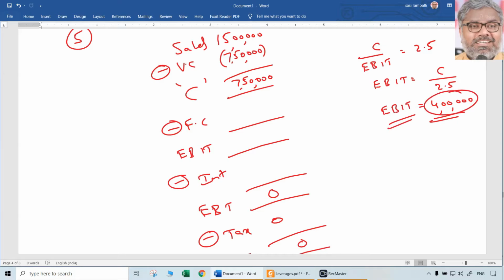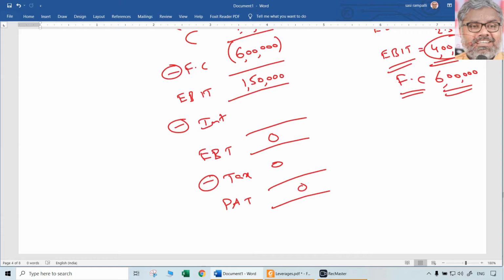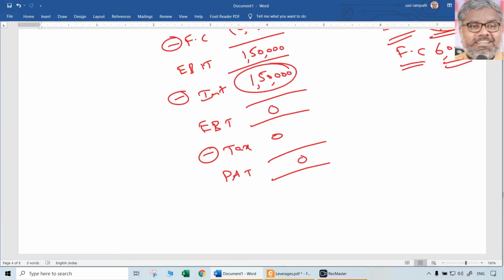How much would be fixed cost? 6 lakhs. Naturally, fixed costs are going to be 6 lakhs. They will not change, so they will be the same 6 lakhs here also. So when we have fixed cost the same here, EBIT is supposed to be 7,50,000 minus 6 lakhs, 1,50,000. When EBIT is 1,50,000 under the new circumstances where the sales went down by 25%, how much will be interest? That will be 1,50,000 naturally. It has to be 1,50,000, so then only EBT will be 0, right? Then only profit after tax will be 0.